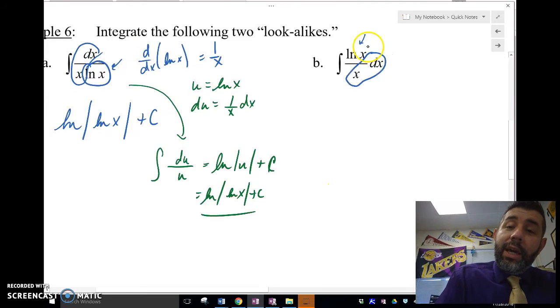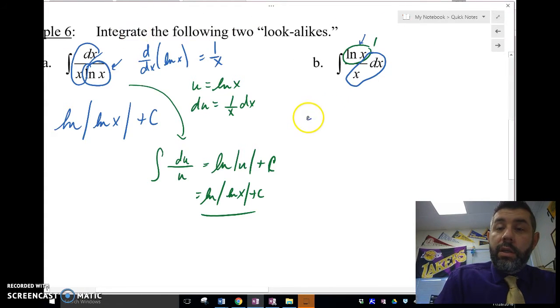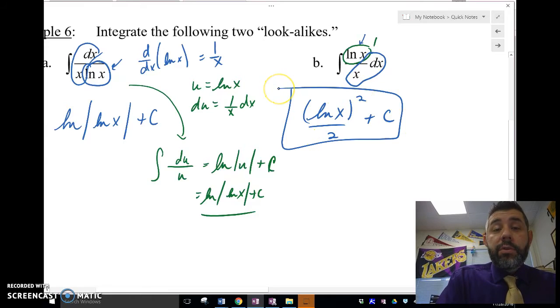In this case, ln is in the numerator, so that's really to the 1 power. So we're going to have ln x squared divided by 2, plus c. So that one we use a power rule.